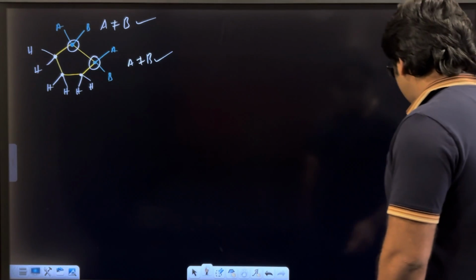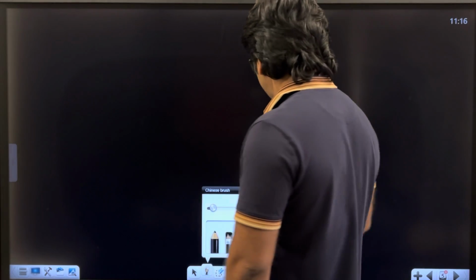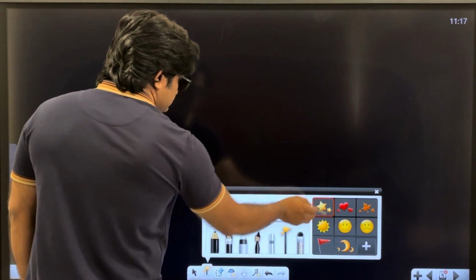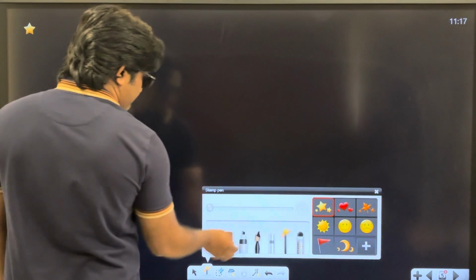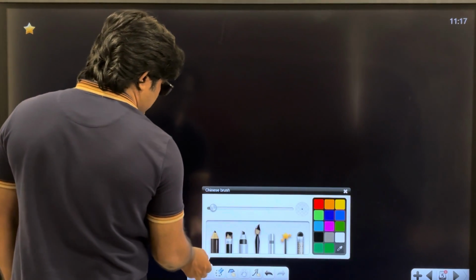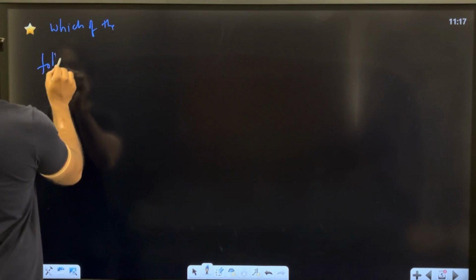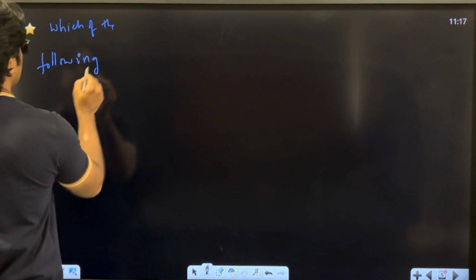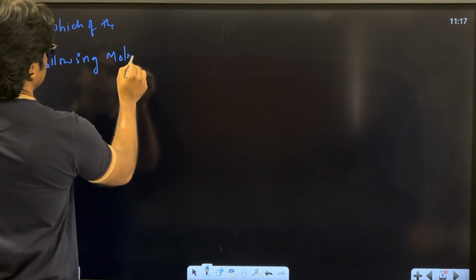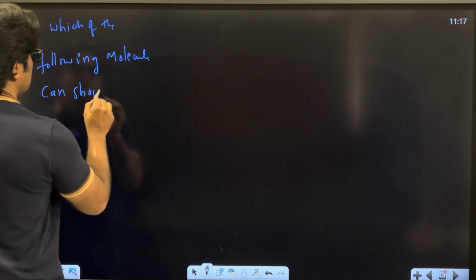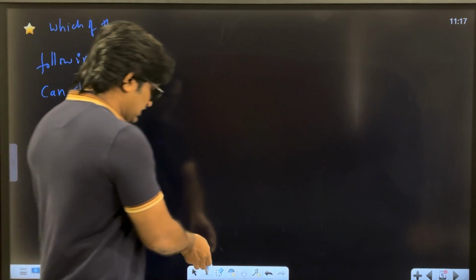So randomly I am giving a few molecules, from that identify which molecule can show geometrical isomerism. This is our question. Which of the following molecules can show geometrical isomerism? That is our question.